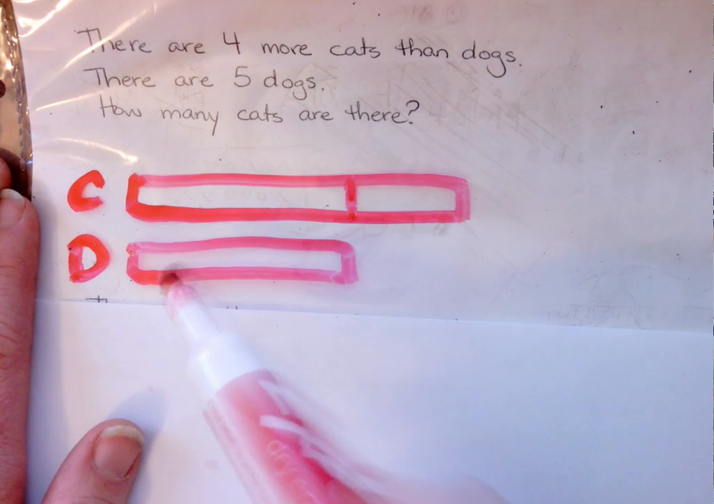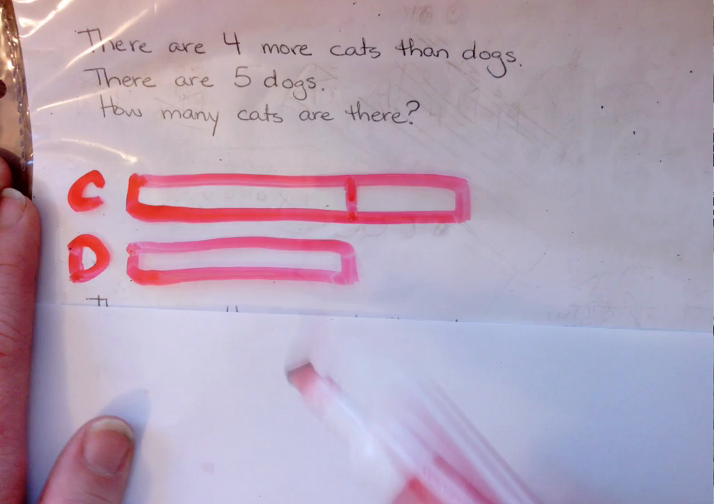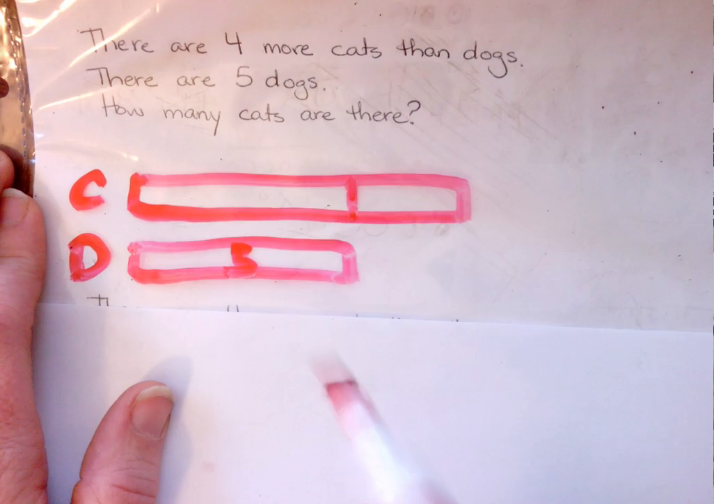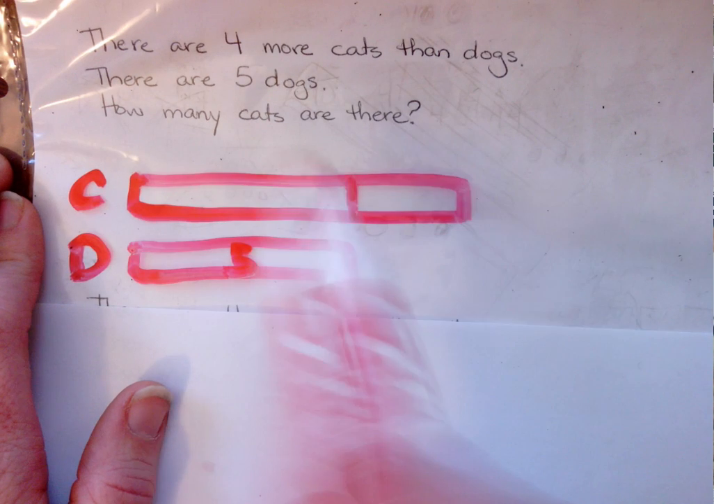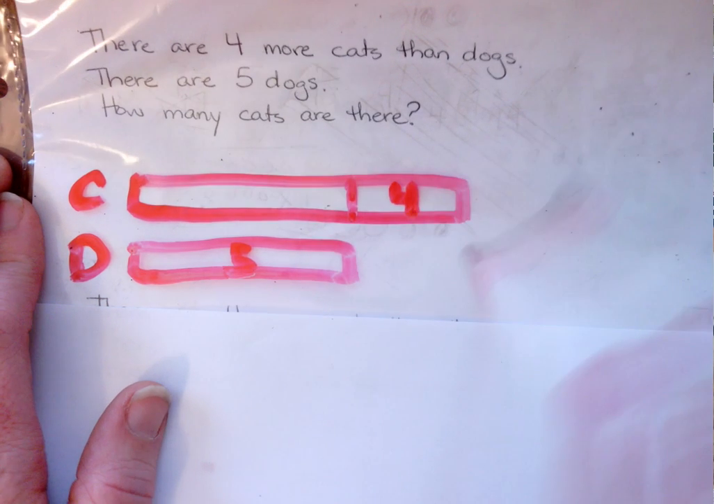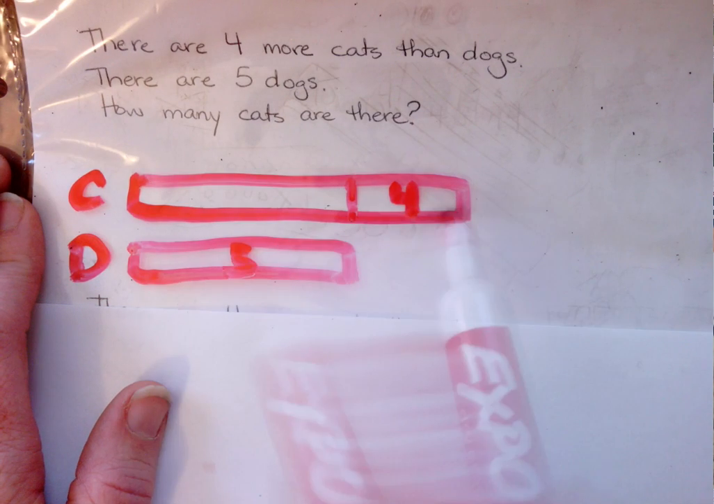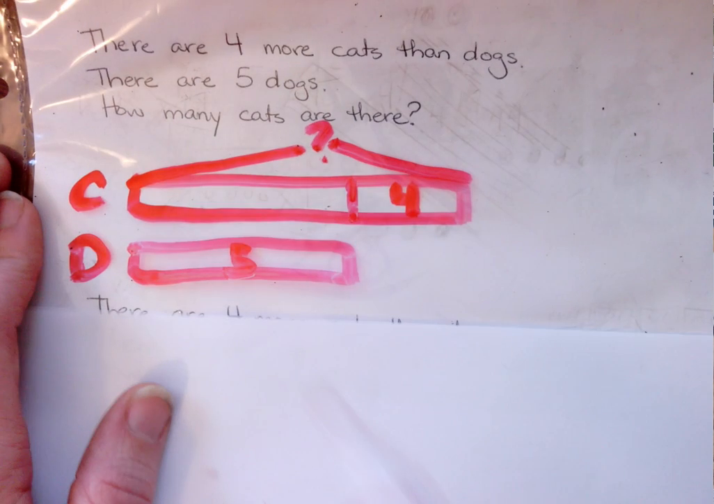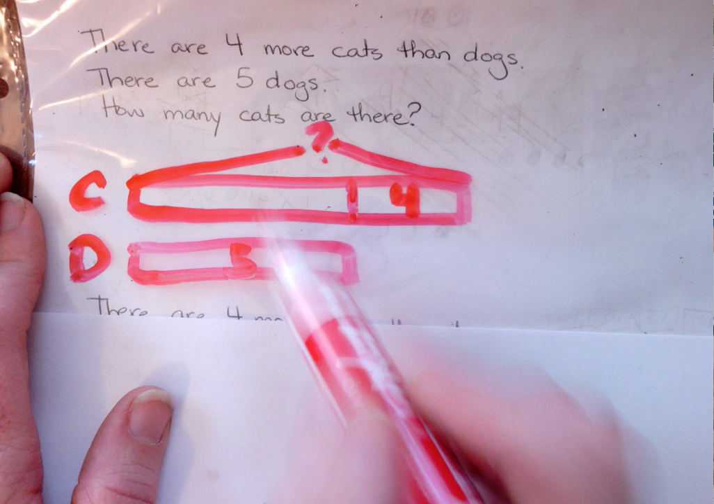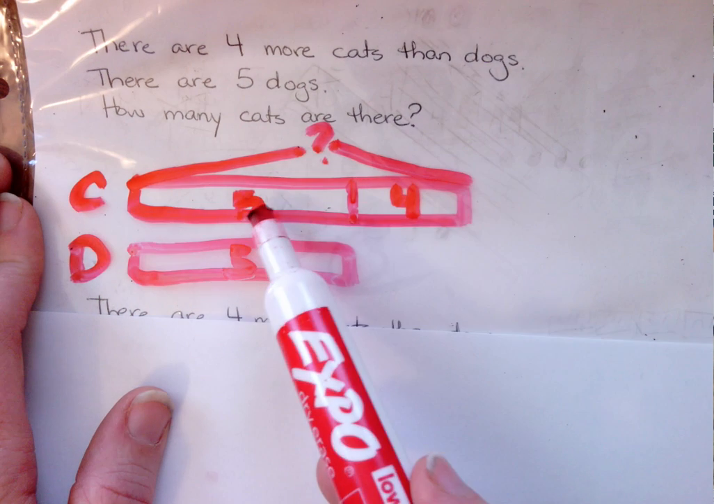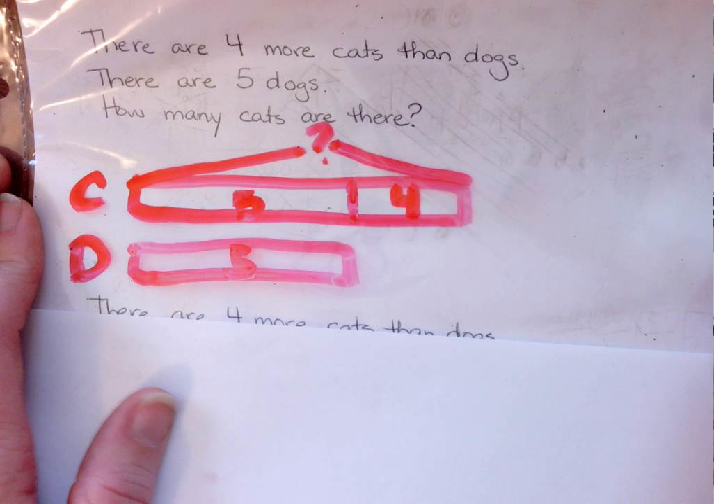Let's see if we can determine what we know. So there are 5 dogs. We know this part, 5. We know there are 4 more cats than dogs, so we know this part that's more. How many cats are there? We're looking for this whole length of tape. So now I can see, well, this is the same. I'm going to add my 5 and 4 together to get our 9 cats.